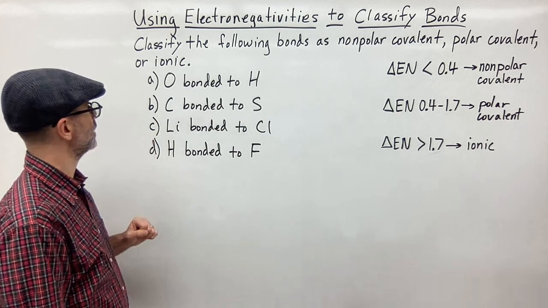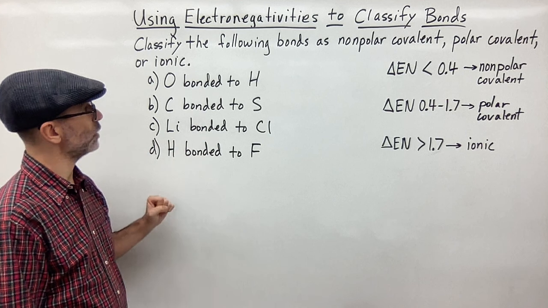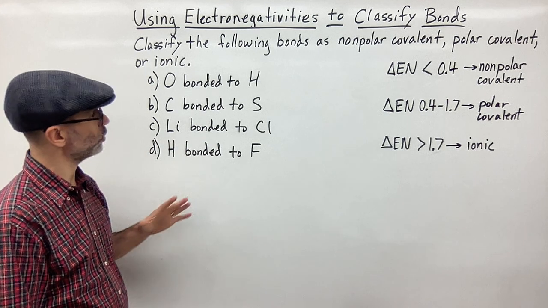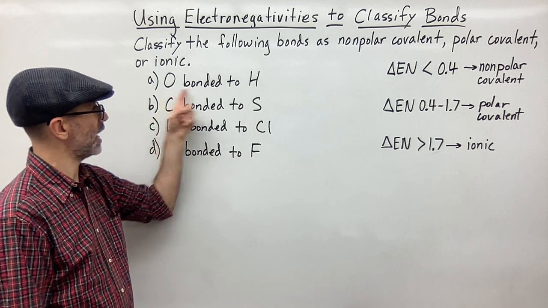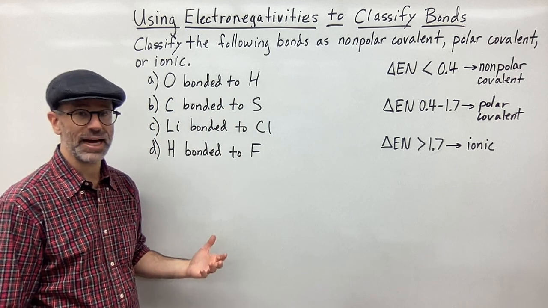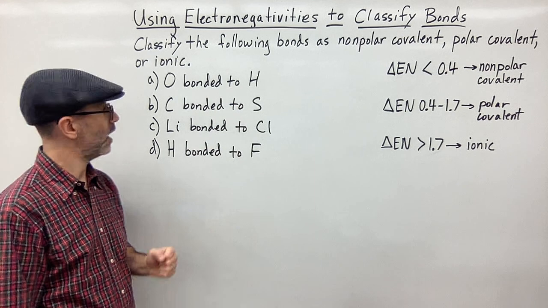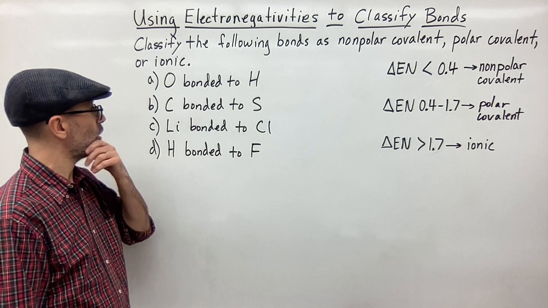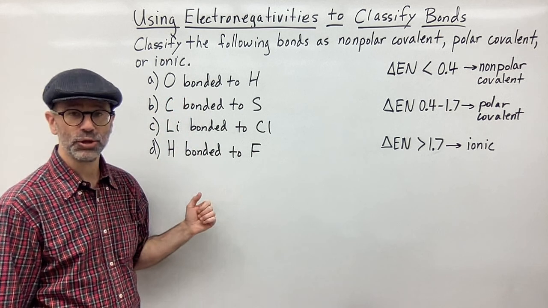A says oxygen is bonded to hydrogen. Is that going to be nonpolar covalent, polar covalent, or ionic? Well, we can see that's two non-metallic atoms, so chances are it's not going to be ionic. So this is going to be some sort of covalent bond. And hydrogen and oxygen are pretty far apart, so probably a polar covalent bond.